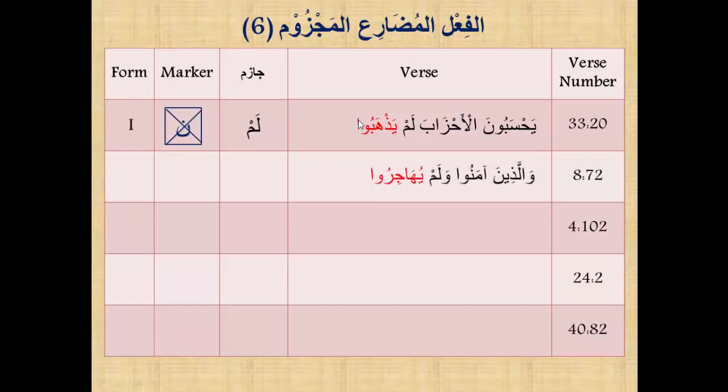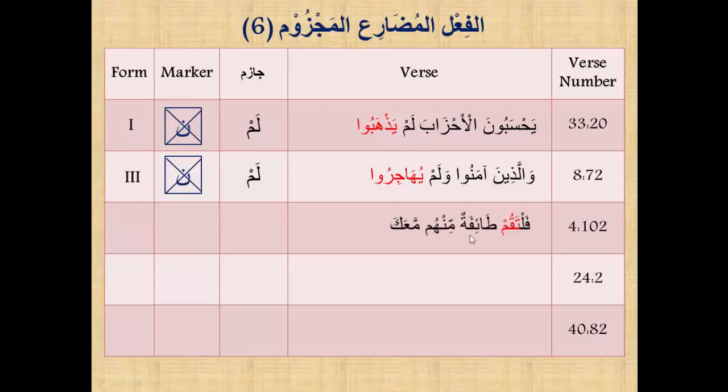Example number two, وَالَّذِينَ آمَنُوا وَلَمْ يُهَاجِرُوا. Again, lam is the jazim, and the marker here is dropping of the noon, hadhf an-noon. يُهَاجِرُوا. We see the alif, this tells us we have a form three verb. هَاجَرَ يُهَاجِرُ.